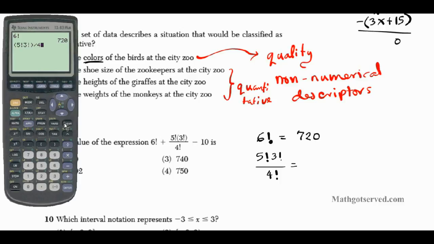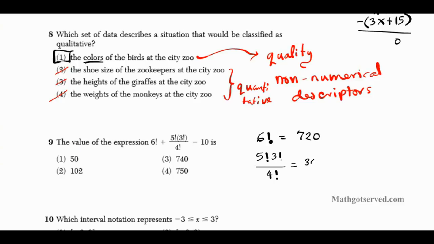There's another way you can find factorial other than go to catalog. You can go to math and then scroll to probability and then option 4. That's another way of finding it. Anyway, there you have it. So it's 720 for the first one, the second one is 30.